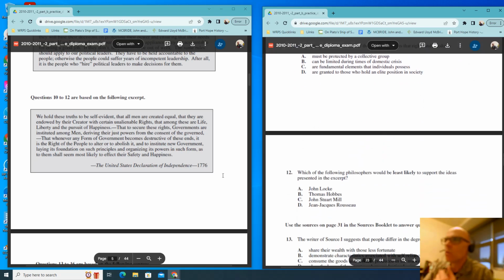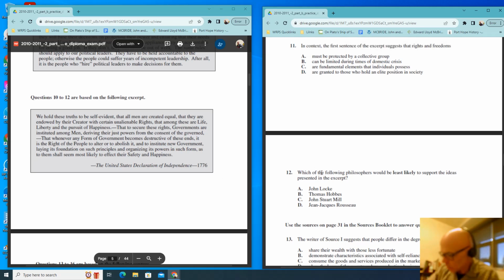Number 12, which of the following philosophers would be least likely to support the ideas? Cast of characters is always a good idea when you're studying a course. Locke likes democracy. Hobbes does not. Mill likes democracy. And Rousseau likes direct democracy. So you have a 3-1 split in your cast of characters. 3 of those are in favor of political liberty. 1 of them is in favor of political collectivism, authoritarianism. Who would be least likely to like a democracy? Somebody that likes authoritarianism, Hobbes.